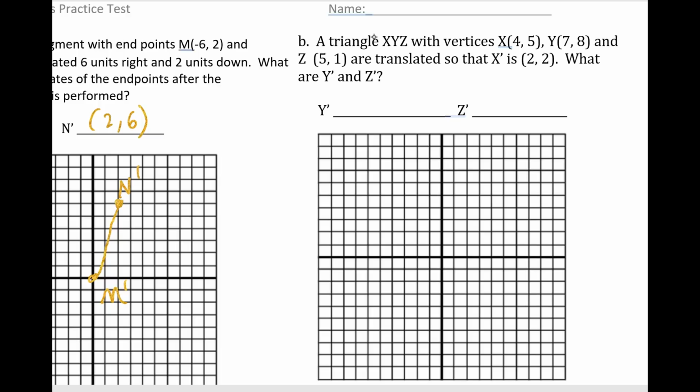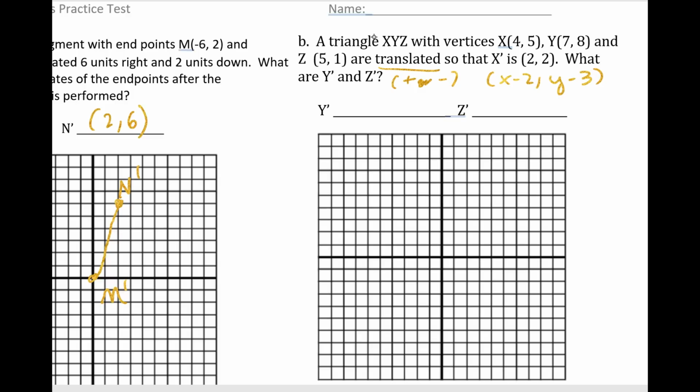So if X prime becomes (2, 2), how does (4, 5) get there? Translating means to slide, that means add or subtract. So 4 becomes 2 by subtracting 2. So I'm going to take 2 away from every X. 5 becomes 2 by subtracting 3. So I'm taking 3 away from every Y. So I'm subtracting 2 from my X's, subtracting 3 from my Y's. Why is it hard? It's not.